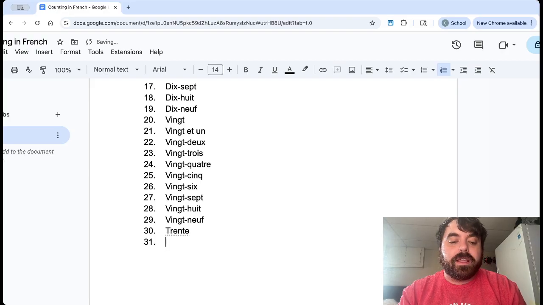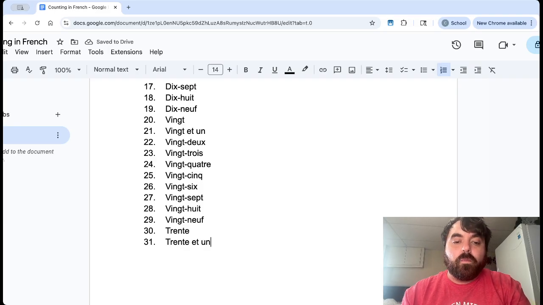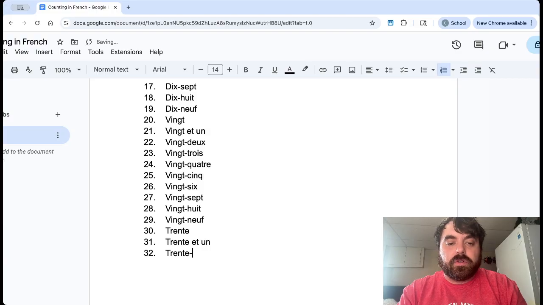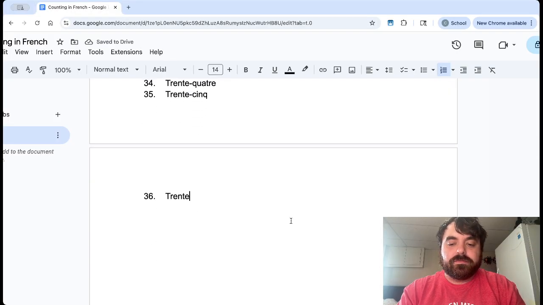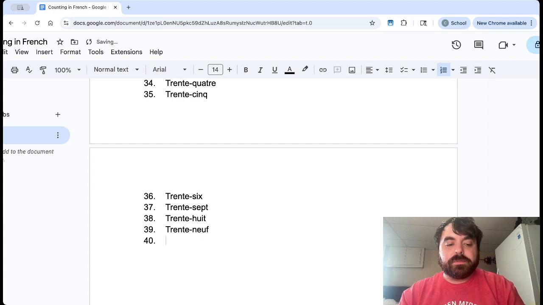After 30, we have, again, the pattern. So we go trente, and then 31 is going to be trente et un. 31, 30 and 1. And then after that is going to be 32, 33, 34, 35, 36, 37, 38, 39. And then again, another tens place number.